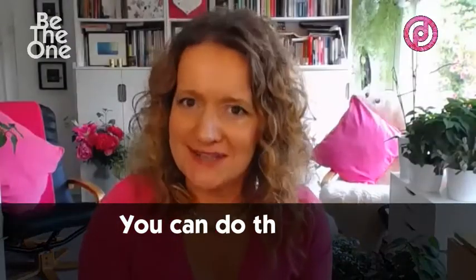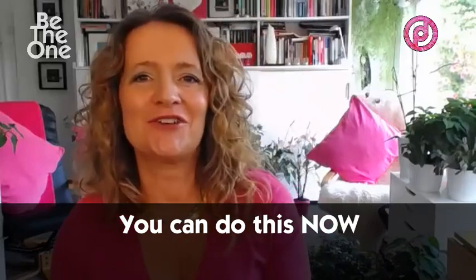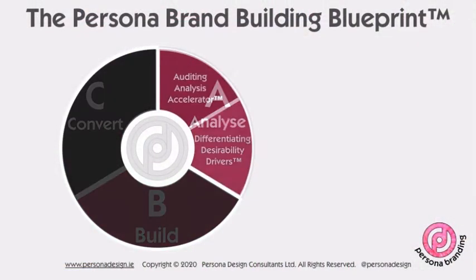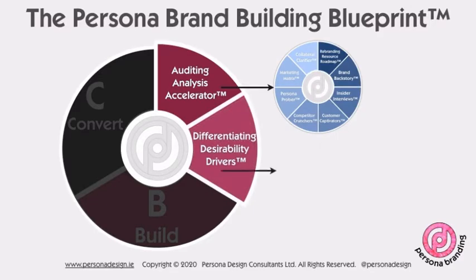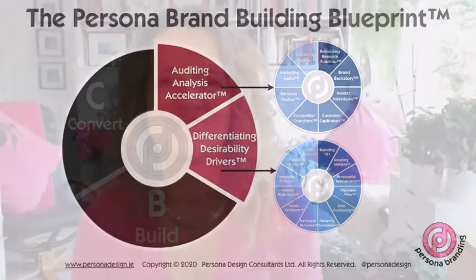You can do this now by working with us through the expert-led Persona Lean Brand Audit process. It uses the proven Persona Brand Building Blueprint systems and brand audit templates that get results fast. This is the time to take action quickly before it becomes too late to adapt and turn things around or move forward strongly.